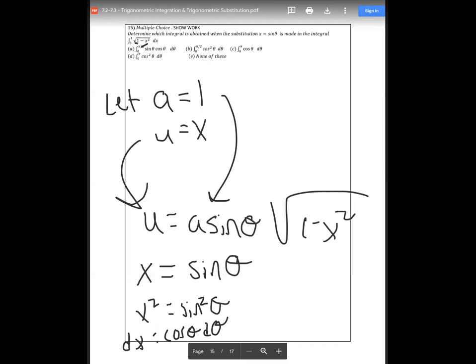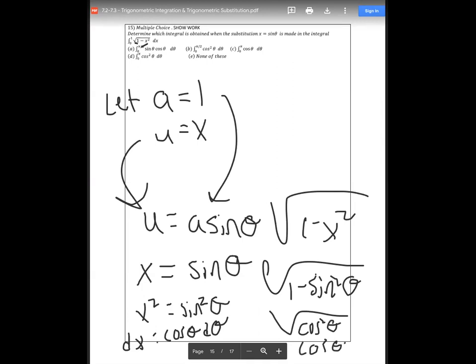Okay, but what do we plug in for x squared? Oh, for x squared, we would plug in sine squared of theta. And what's 1 minus sine squared of theta? It's an identity, remember? Cosine squared of theta. Yes. And what's the square root of cosine squared of theta? Now we've dealt with the inside, but we haven't done the bounds yet.